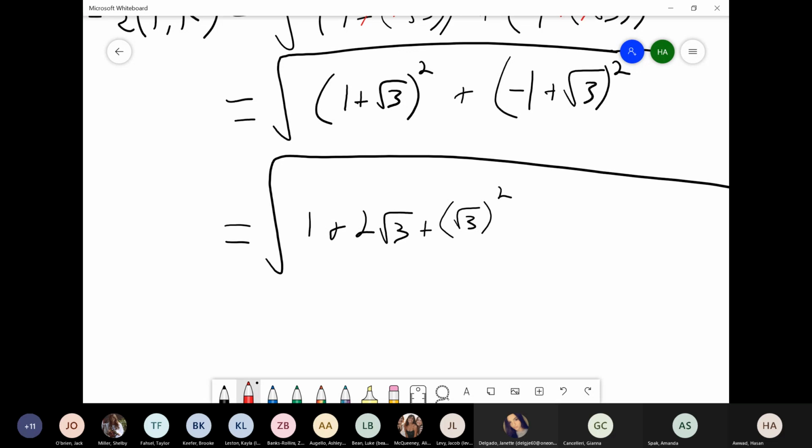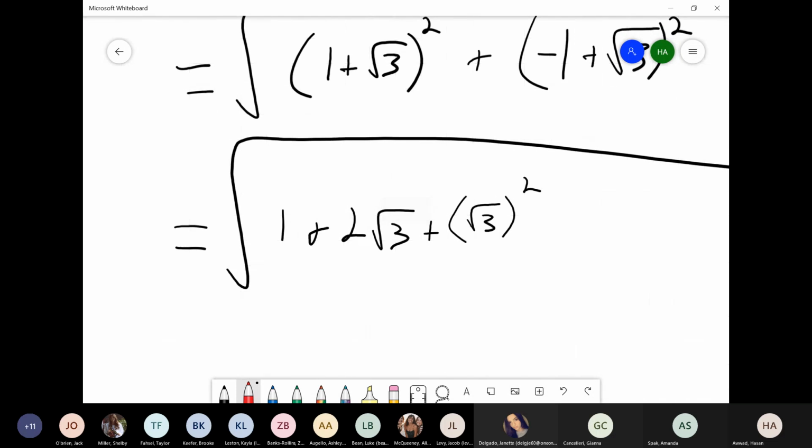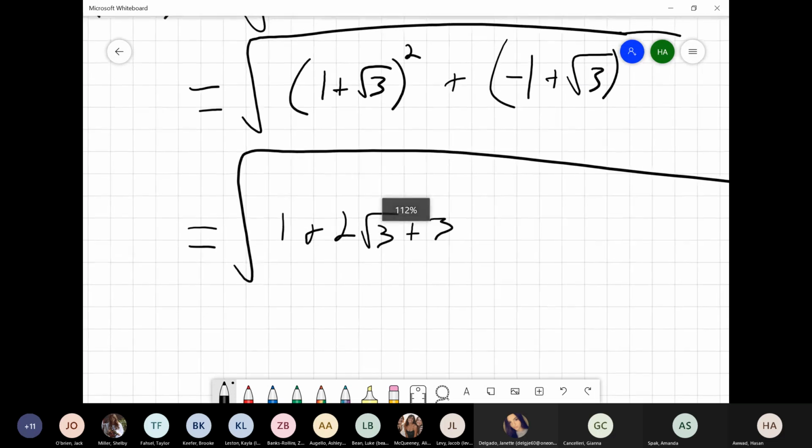Okay, so I'm going to assume that we're all good with just expanding this. Again, we got 1 plus 2 square root of 3 plus square root of 3 squared. Now we can even do one better here, right? Square root of 3 squared. What is this going to give us? Well, we have a square root and an exponent of 2, so we know that the square root and the square cancel out and we're just left with 3. I'm just going to go ahead and write 3 here instead. If you did that on the next line, totally fine. So that's the first one expanded.